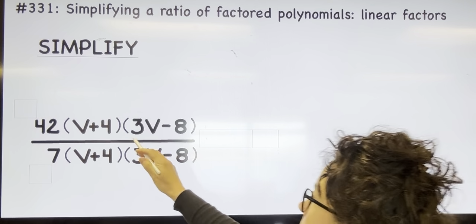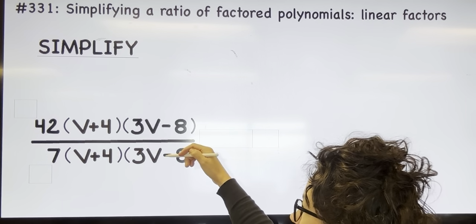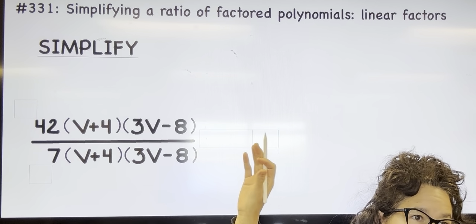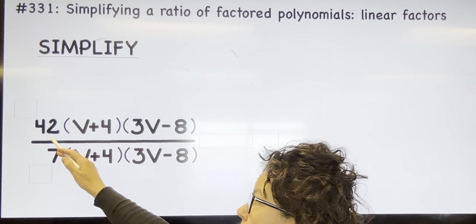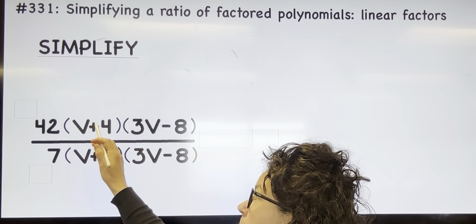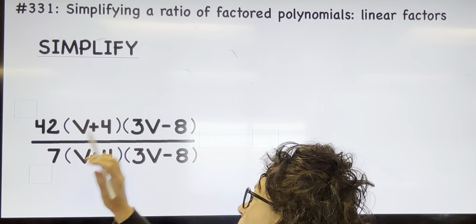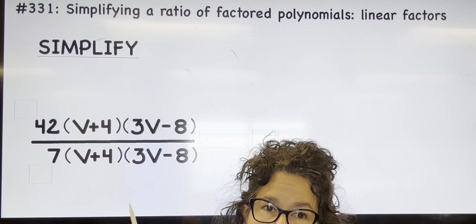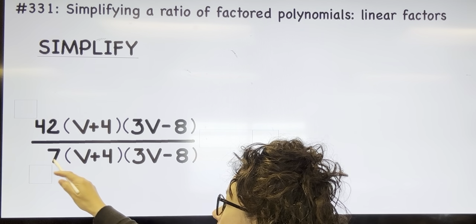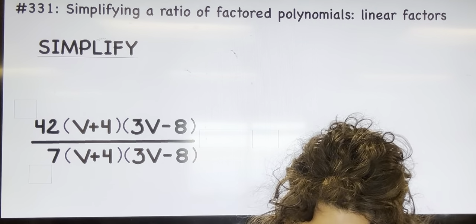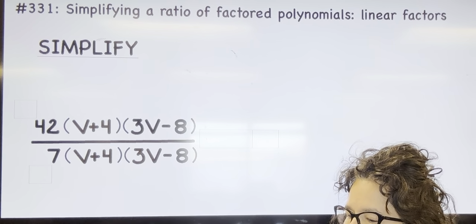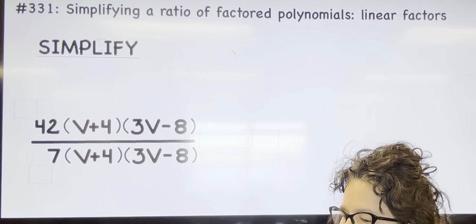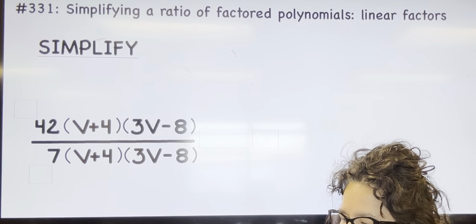We're gonna simplify several of these ratios, and when you're simplifying, you can cancel when there's multiplication. In the numerator here, I have 42 multiplied by v plus 4 multiplied by 3v minus 8. And in the denominator, 7 times v plus 4 times 3v minus 8. So any of the things that are the same, that are being multiplied together, we can cancel those.